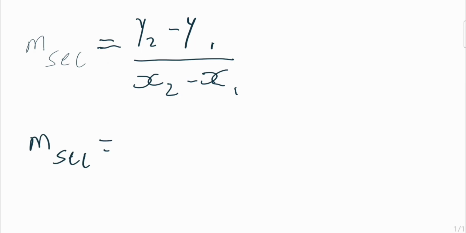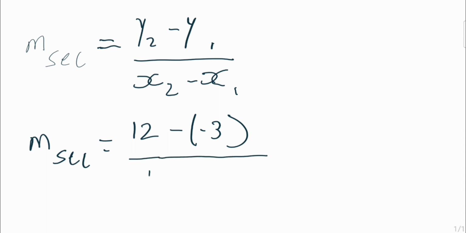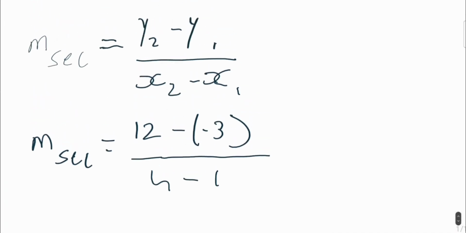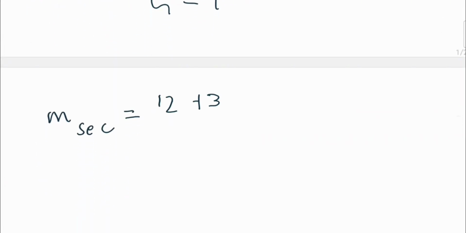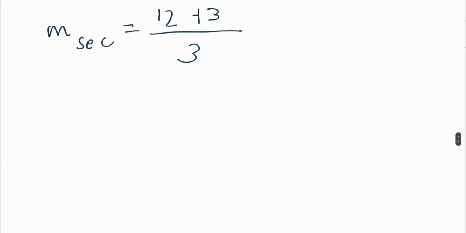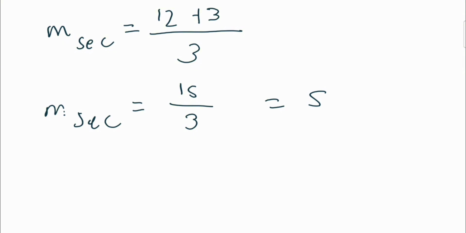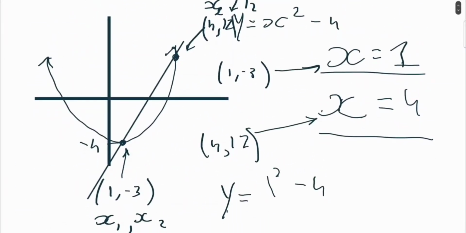This is for the slope. 12 minus -3 over 4 minus 1. So if we minus a negative, we basically just add it. So it'll be like this. Equals 12 plus 3 over 3. So that means that the secant line is going to equal 15 over 3, which is going to equal 5. So the slope of the secant line here is going to equal 5.